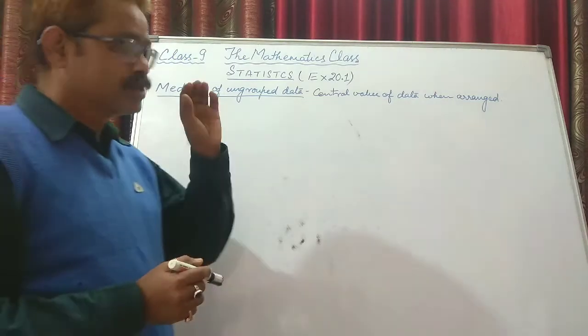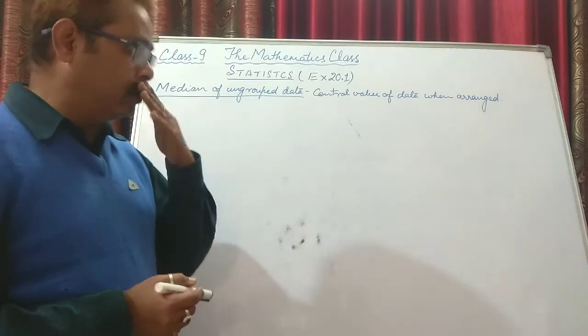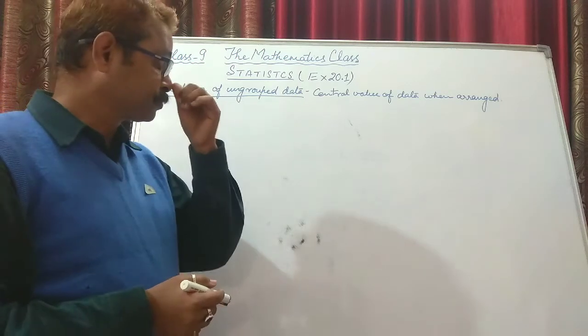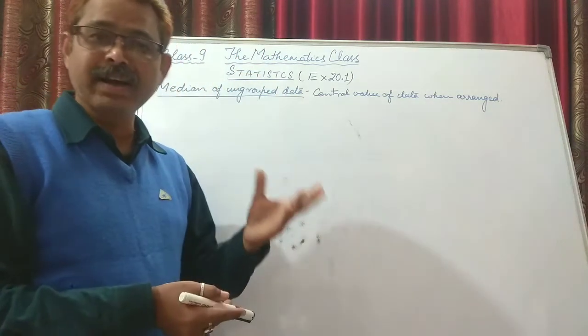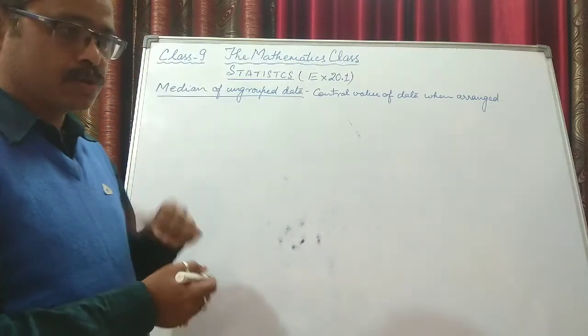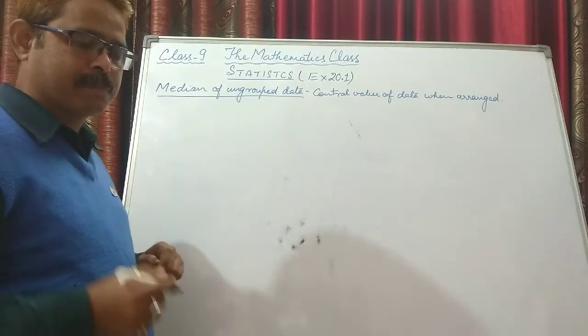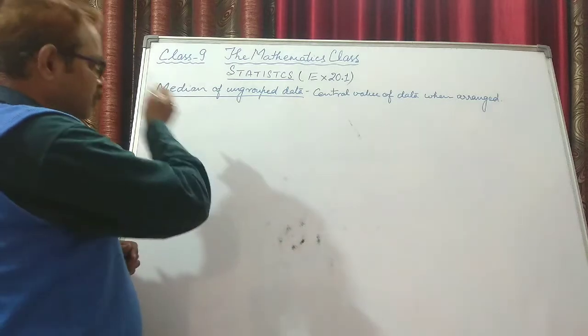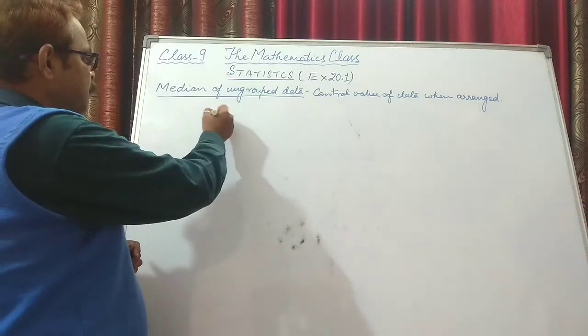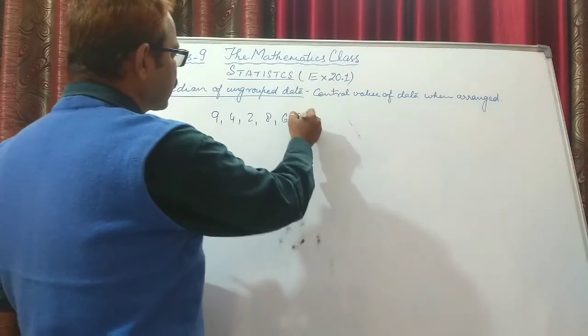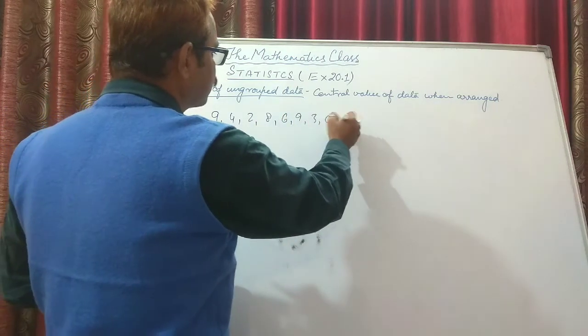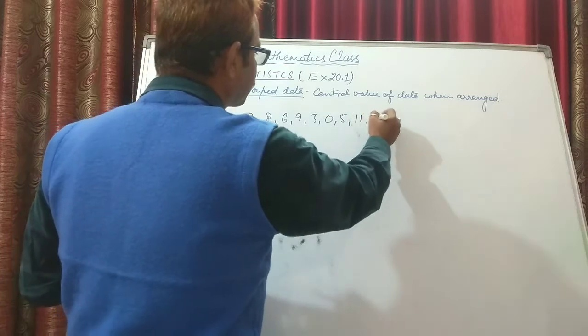Now what is the meaning of median? Median is the central value of any data when arranged. So suppose there are marks of some children in math. Suppose 9, 4, 2, 8, 6, 9, 3, 0, 5, 11, 12.